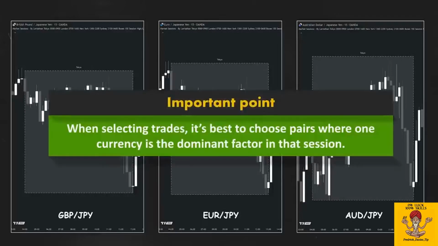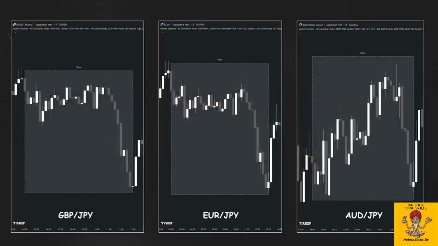Here's an important takeaway. When selecting trades, it's best to choose pairs where one currency is the dominant factor in that session. Pairs like pound-yen, euro-yen, and dollar-yen in the Asian session are ideal because they're influenced by just one actively traded currency, the yen. This gives you a clearer picture of price movement and better trade opportunities.